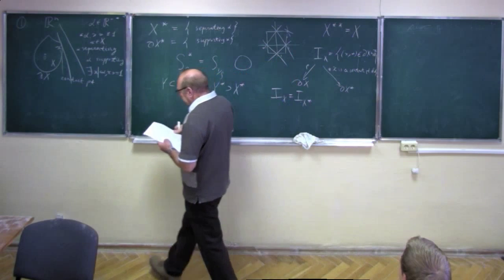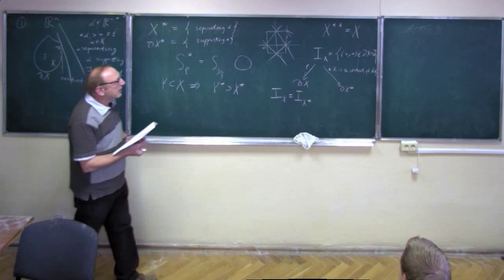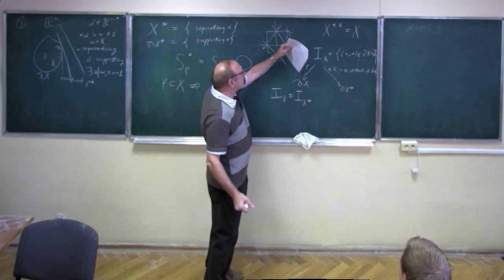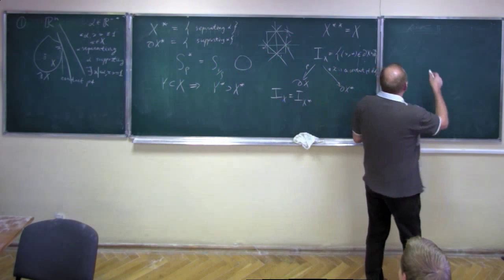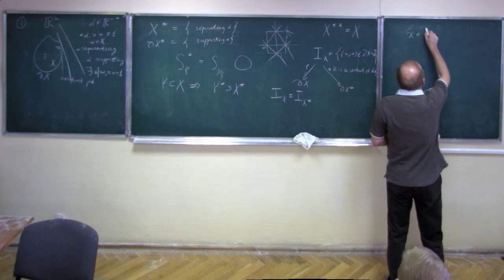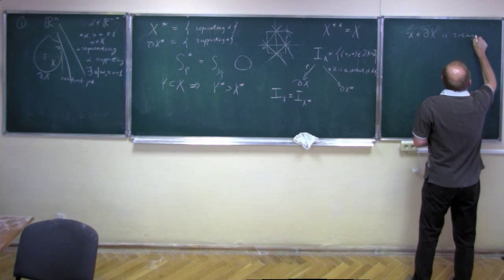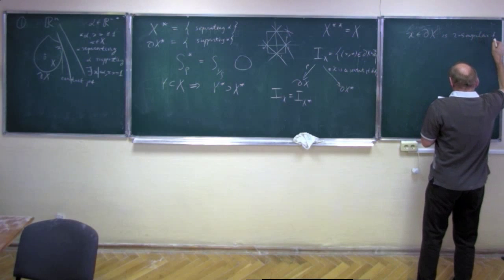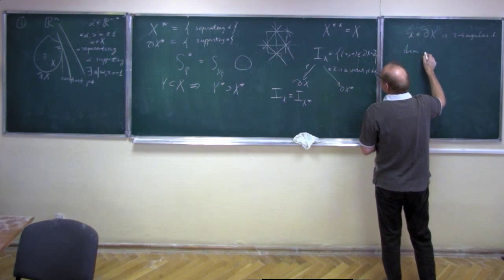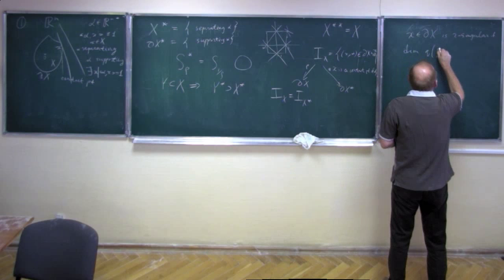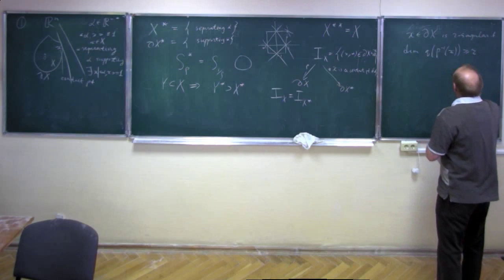And so, in some sense, this justifies the study of such singularities. And we give a definition. A point X of the boundary is called R singular if we have such an inequality.